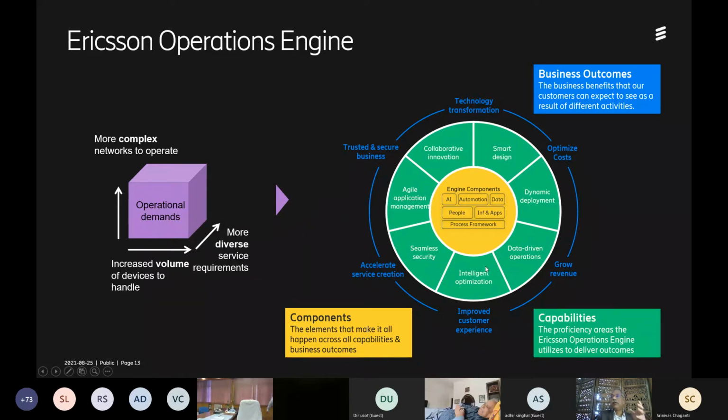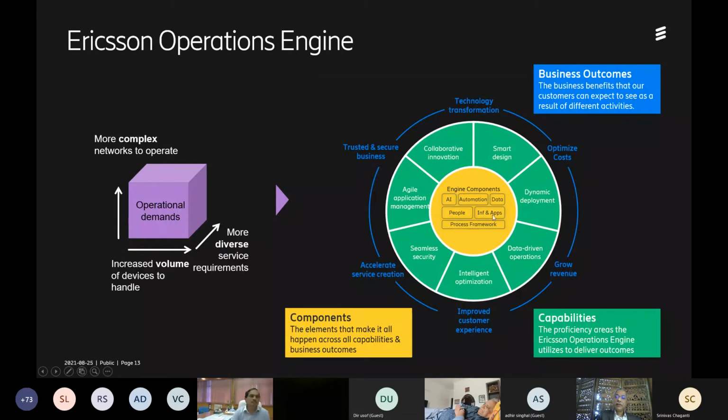Intelligent optimization. I talked about a number of use cases one can consider here. End-to-end security that is seamless, agile application management, and collaboration. In some of these new use cases, it's like the telecom network itself is a platform which empowers value creation on top of it. So how do we really create a network that enables collaboration and innovative solutions to be created on top?